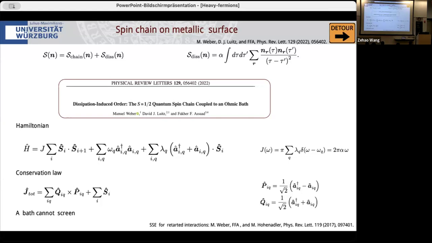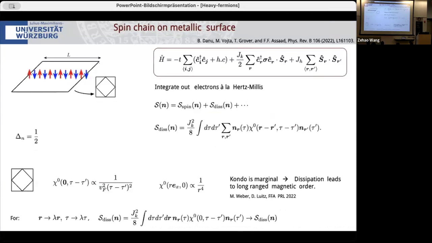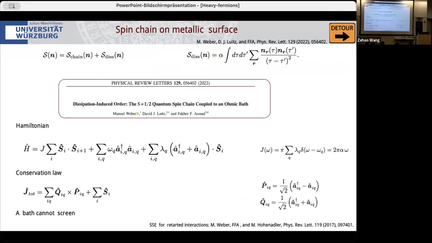This is a spin one-half chain. Each spin one-half degree of freedom sits in an ohmic bath. This ohmic bath would arise very naturally from a metallic surface. The only thing we're neglecting is this, which is in principle irrelevant. Okay? So this is what we're going to do.